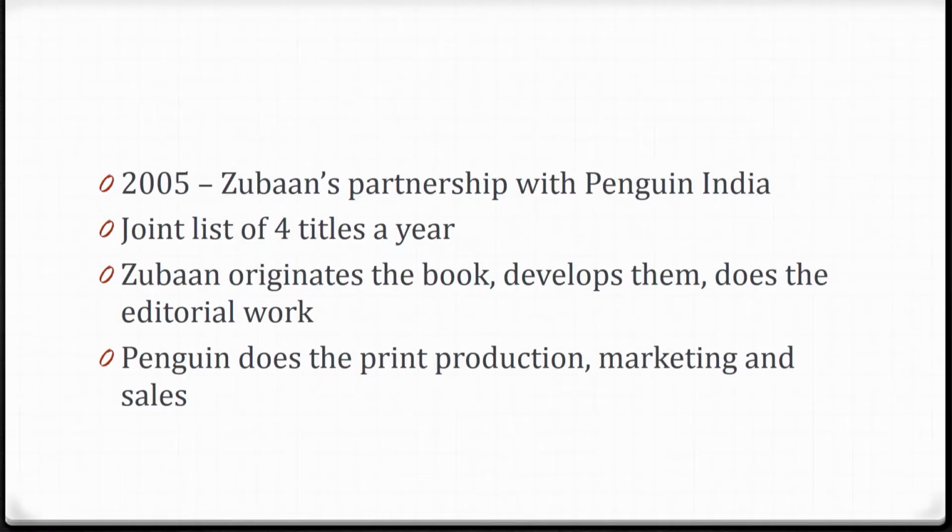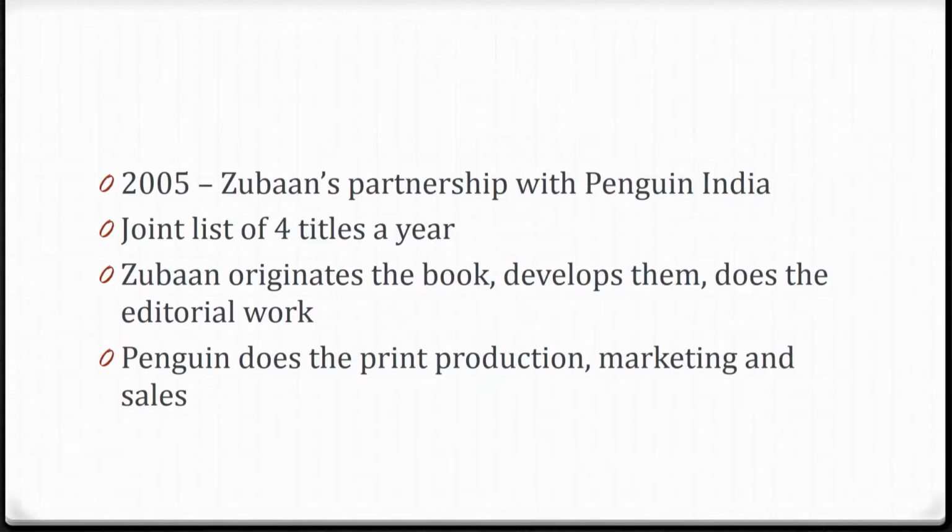But if you look into some of the ways in which these small publishing houses with very focused, committed ideology also had to partner with certain giant houses, Zuban is one of the best examples of that. This is something that is being showcased on Zuban's website itself. They began this partnership with Penguin India in 2005. The idea was that together they will publish joint titles, at least 4 titles per year.